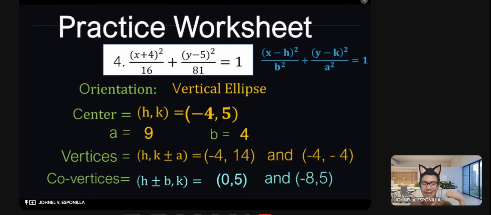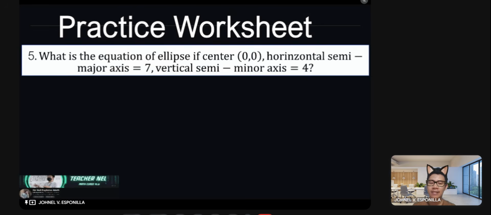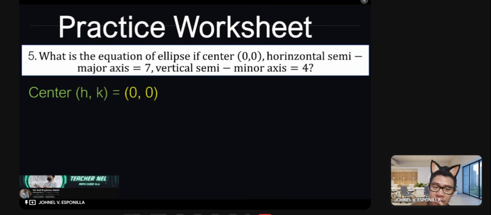Doing good? Okay, number 5. What is the equation of the ellipse if center 0, 0, horizontal semi-major axis is 7, and the vertical semi-minor axis is equal to 4? So, ang hahanapin po natin ay equation of the ellipse. So, ang given again ay center. So, we all know that center is h, k. Okay? So, meron tayong h, meron na tayong k. Ang problema natin dito is yung a and b.